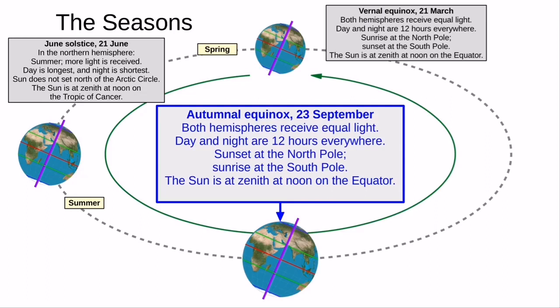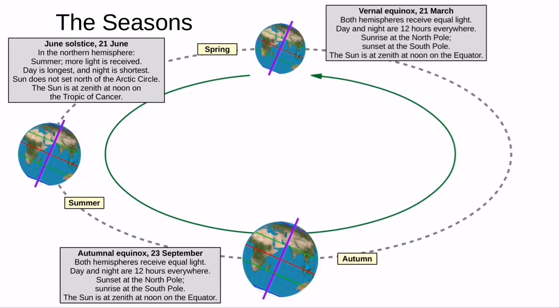Just like the vernal equinox, day and night are 12 hours everywhere, and both hemispheres receive an equal amount of light. The Sun sets at the North Pole and rises at the South Pole, and is at zenith at noon on the equator. In the sky, the Sun is in the first point of Libra. This, of course, is the first day of autumn.